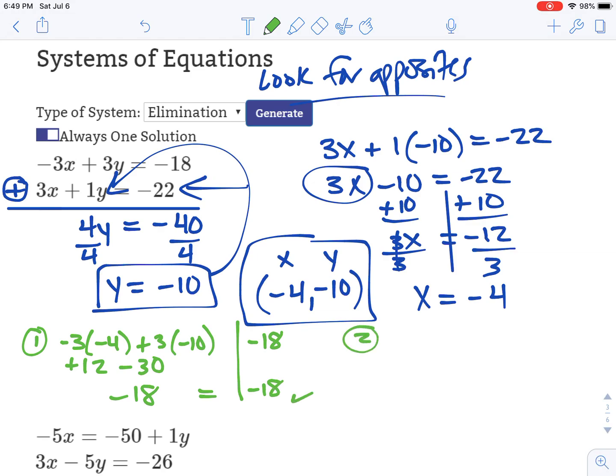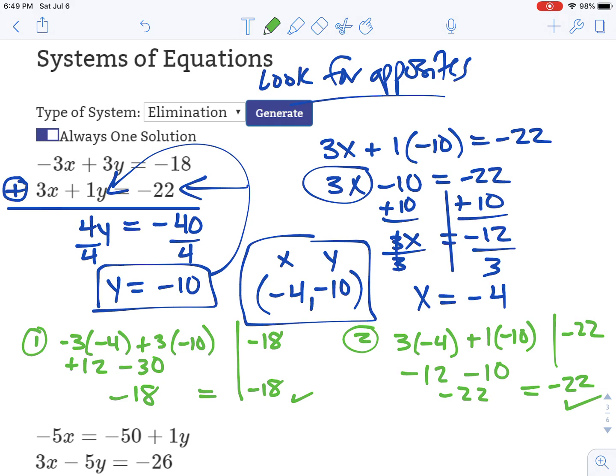Then we check the other equations, got to work in both. 3 times the x, -4, plus 1 times the y, should equal -22. So this is -12, this is -10. Adding those together, we get -22 over here, and that equals -22 over there, so we are correct. We've checked our work. This is definitely the answer, and we just proved that it is.